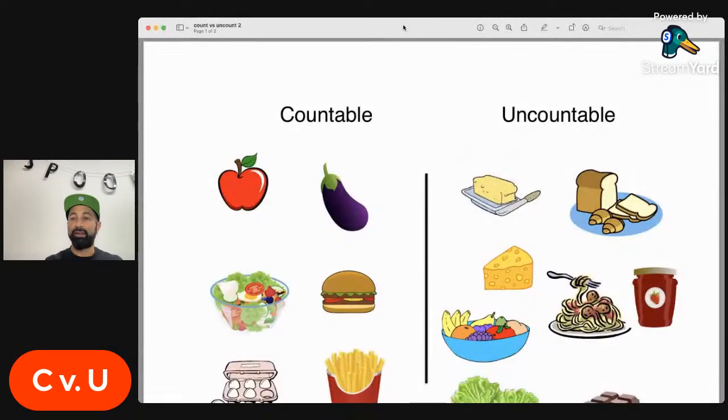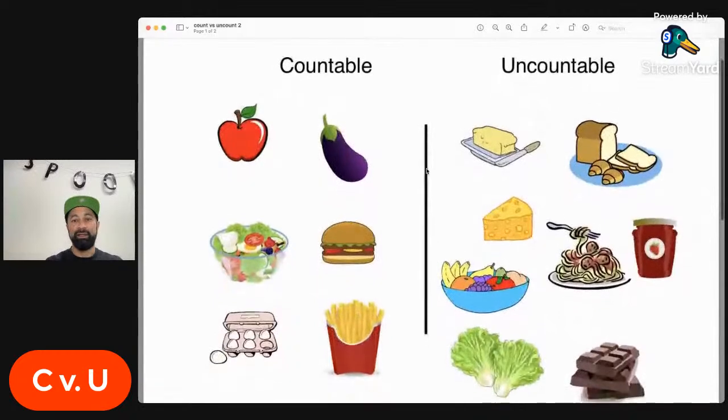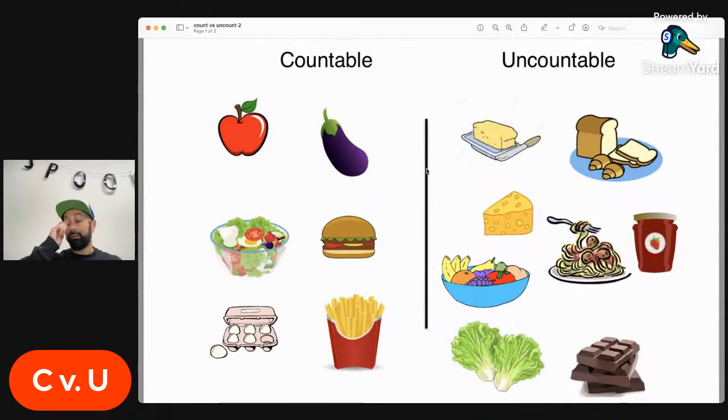What I'm going to do now is share another screen with you. I've separated each of the nouns into countable and uncountable, so let's look at that now. Here we've got the separated list: countable on the left, uncountable on the right.